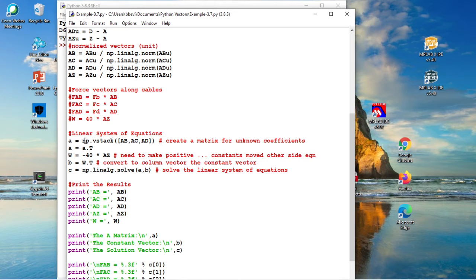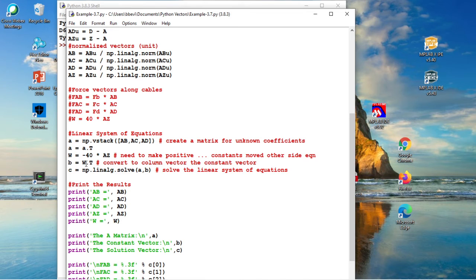The first thing we want to do is a stack here. So we're doing np.vstack, a vertical stack of the vectors AB, AC, and AD. These are the coefficients. Then I want to do a transpose to get this in the right format for the matrix. And here I need to make this negative so that I have a positive thing. Whenever you're doing a system of linear equations and you've got your constant on the left side, you move it to the right side and it changes sign.